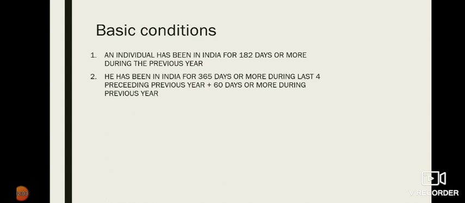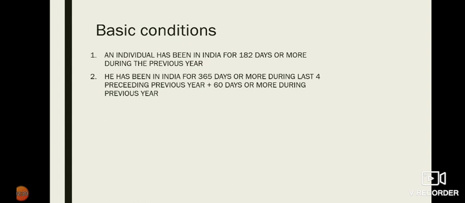So, what are the basic conditions? First basic condition is an individual has been in India for 182 days or more during the previous year. If a person has stayed in India for 182 days or more during the previous year, then he is said to have satisfied the first basic condition.